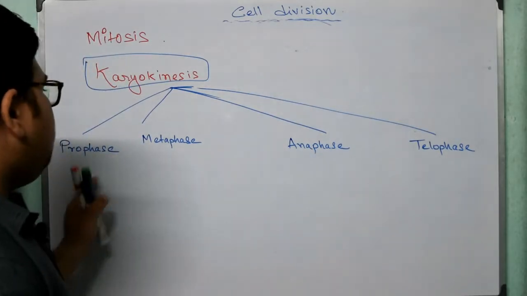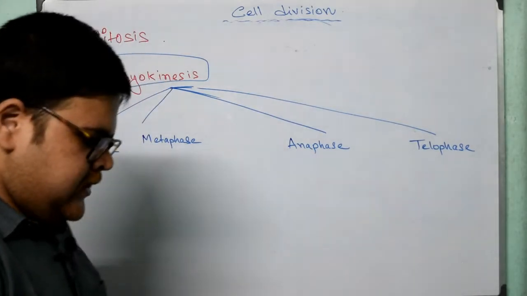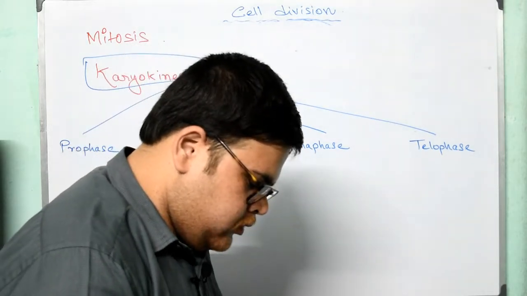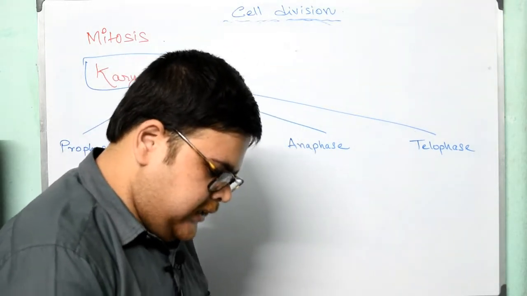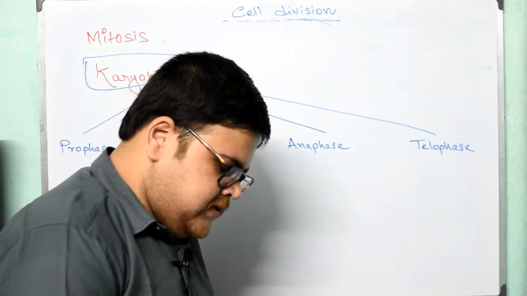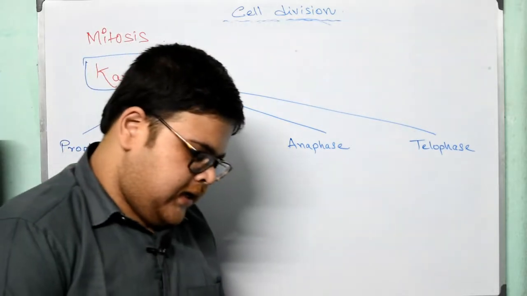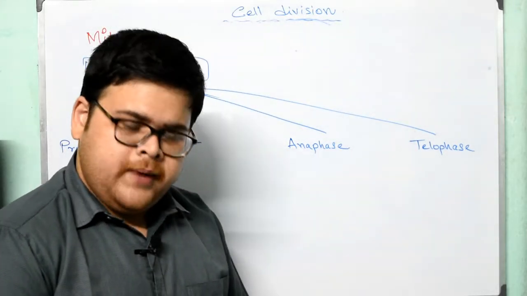What happens in pro, meta, ana and telo? See, in prophase, the chromosomes have become short and thick and are clearly visible inside the nucleus. Okay, now each chromosome has already duplicated to form the chromatids.